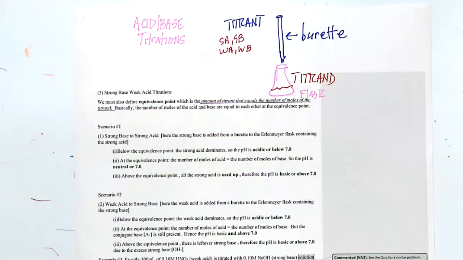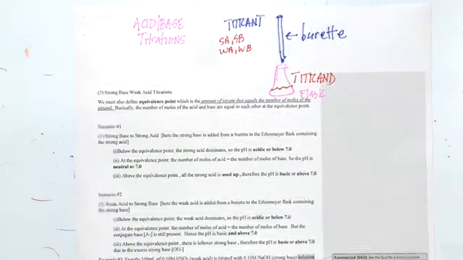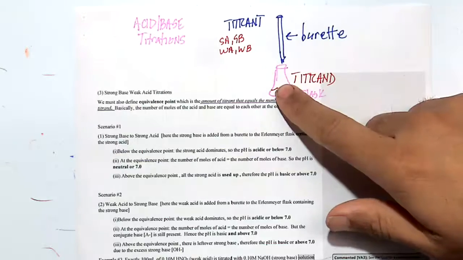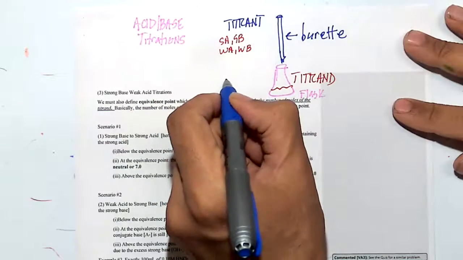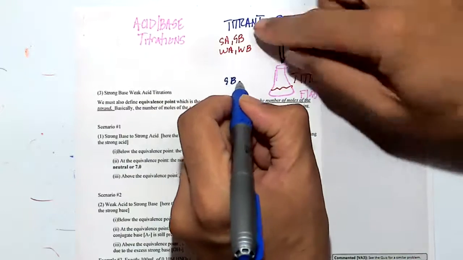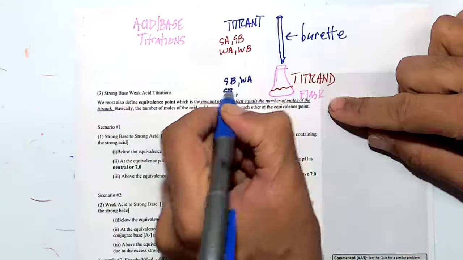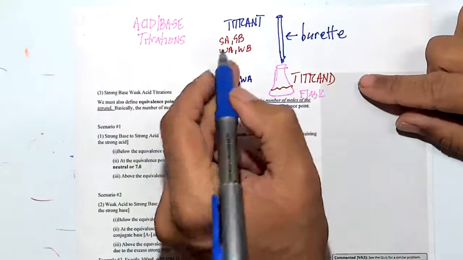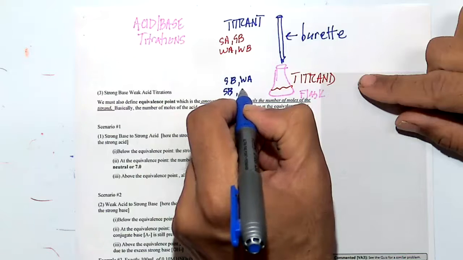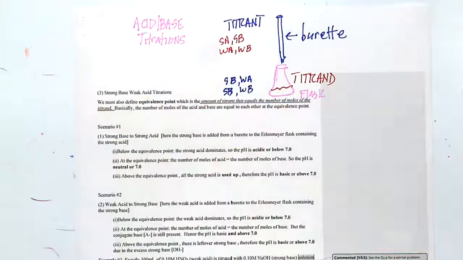Okay, so we're going to go drop by drop, itty bitty by itty bitty, strong acid to strong base, strong acid to weak base, all the different combinations, right? We're doing acid-base titrations. So what could the titrand be? Okay, it can be the strong acid to the strong base. It could be the strong base to the weak acid. It could be the weak acid to the strong base. Okay, all the different combinations that you can think of. It could be the weak acid to the weak base. Okay, so all the different combinations could represent the titrand.